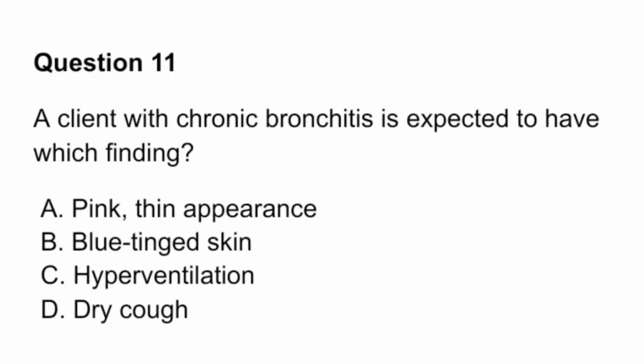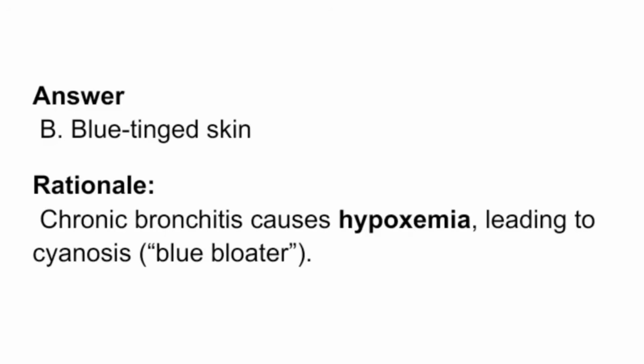Question 11. A client with chronic bronchitis is expected to have which finding? A. Pink, thin appearance. B. Blue-tinged skin. C. Hyperventilation. D. Dry cough. Answer: B. Blue-tinged skin. Rationale: chronic bronchitis causes hypoxemia, leading to cyanosis, blue bloater.